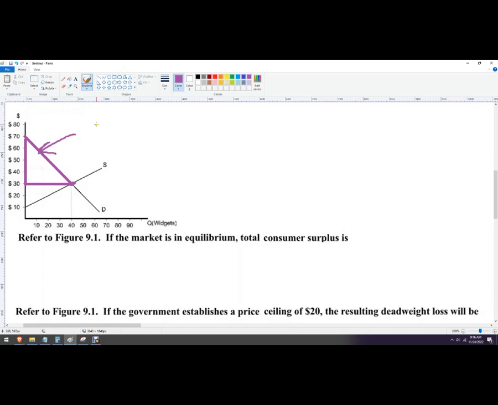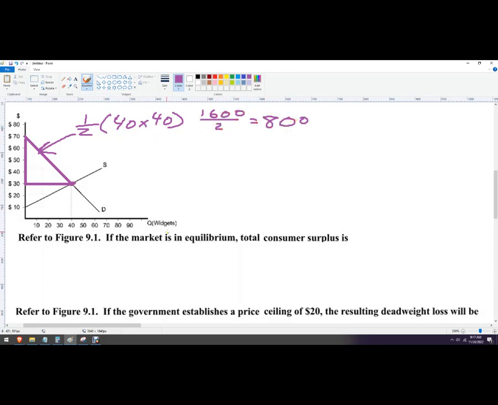So this is going to be 1/2 the difference in the willingness to pay, sometimes called the reservation price or choke price. That's $70 down to 30, so that's a difference of 40, okay, times the number of units. So we're going from 0 to 40, so that's also 40. So 40 times 40 is 1,600. 1,600 divided by 2 is 800.